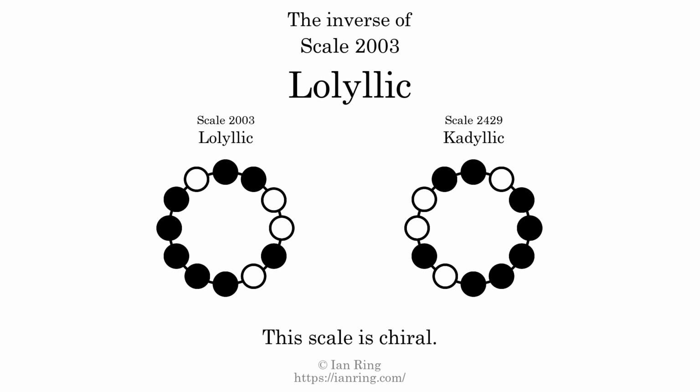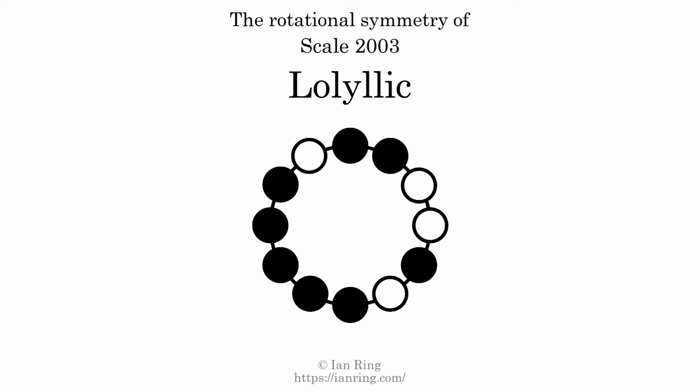The inverse of a scale is a mirror image. It is what you get when the sequence of intervals is reversed. The inverse of this scale is scale 2429, also known as Lolyllic. This scale is chiral. It cannot transform into its inverse by rotational transformation. This scale has no rotational symmetry.